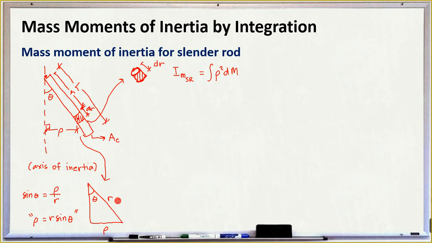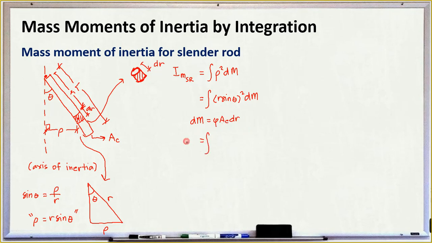Now, in our integral, we have r sine theta squared times the derivative of its mass. The mass of our cylinder rod, so the derivative of its mass is just equal to the density times its cross-sectional area, which is constant, times its differential height, dr. So we're going to substitute that one.